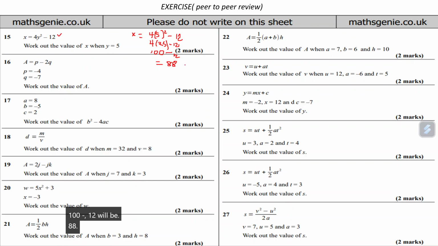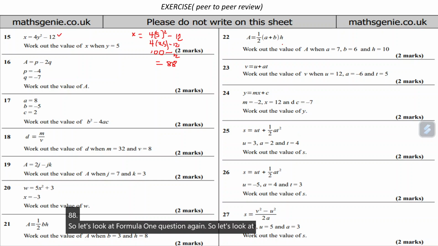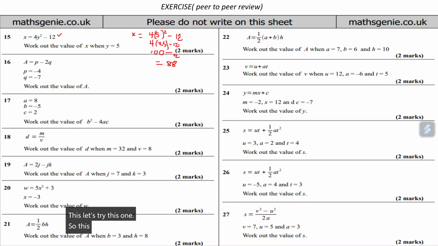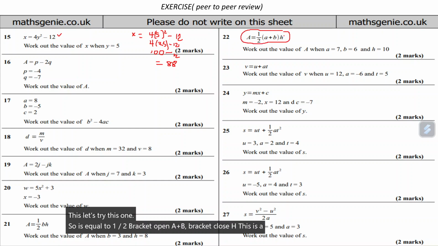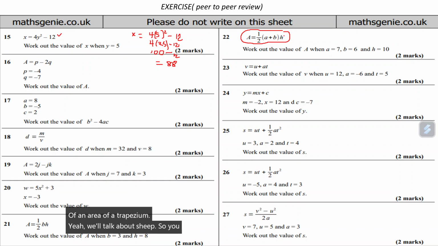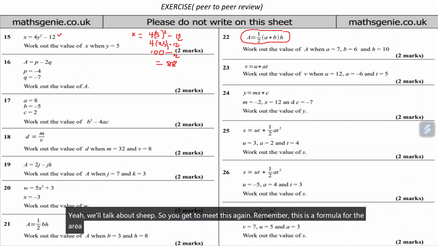So let's look at the formula question again. Let's draw this one. A is equal to 1 over 2 bracket open A plus B bracket close H. This is the formula for the area of a trapezium. We'll talk about shapes, so you get to meet this again. Remember, this is the formula for the area of a trapezium.